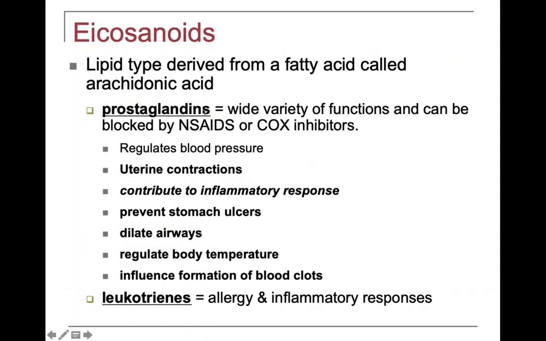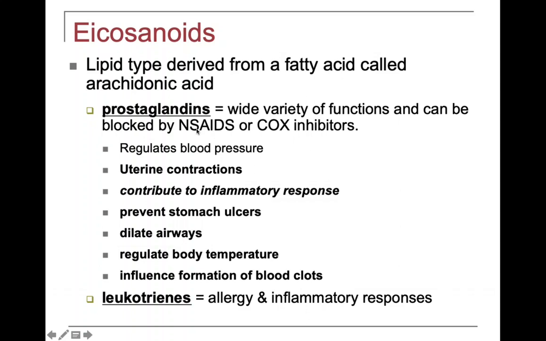So if a person uses aspirin, you're blocking prostaglandins. If they use non-steroidal anti-inflammatory drugs, or NSAIDs, these are called COX inhibitors, and they can block prostaglandins. Think about a woman who is having contractions and takes an NSAID or aspirin. Now her stomach cramps aren't as bad.